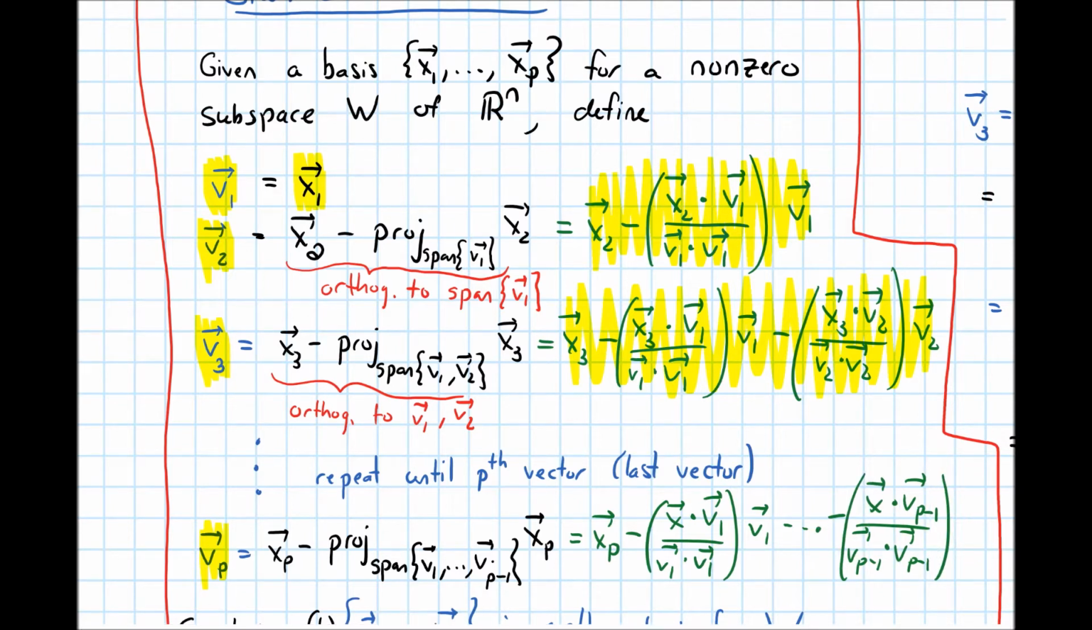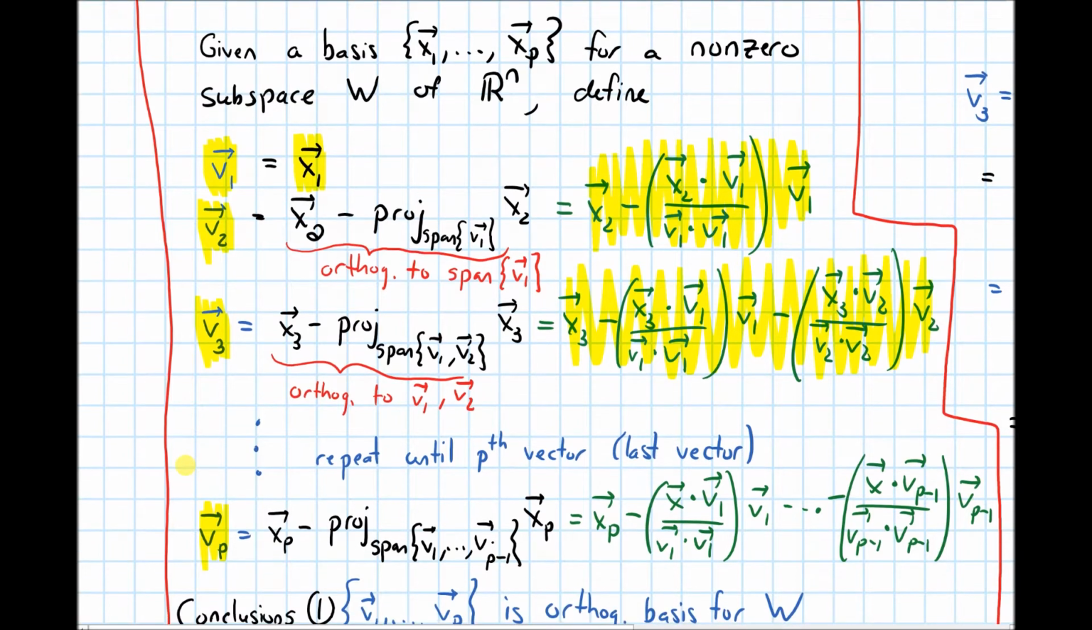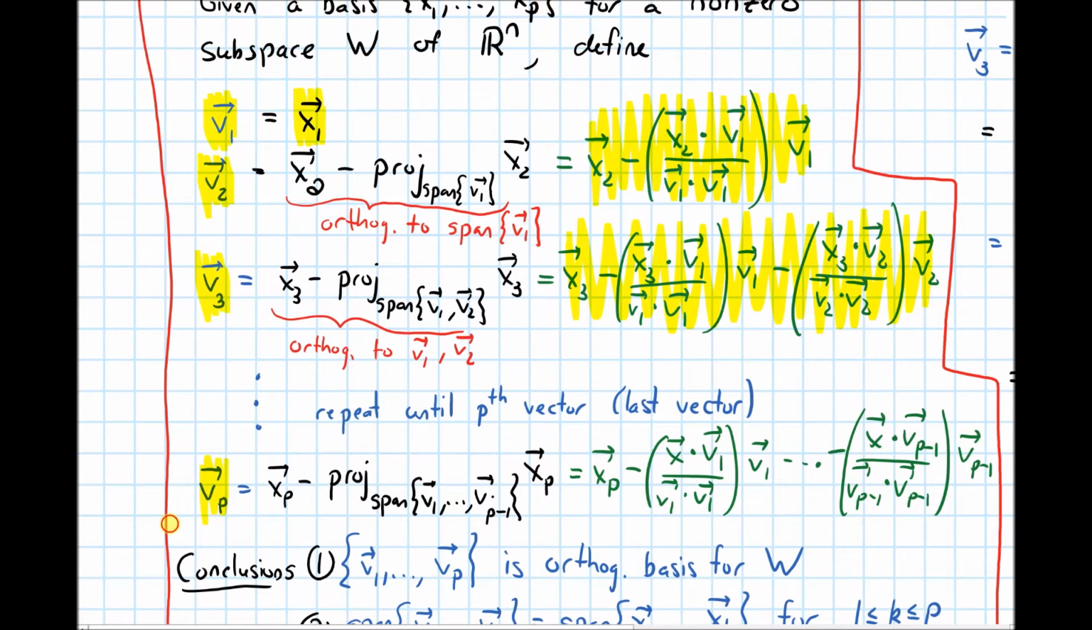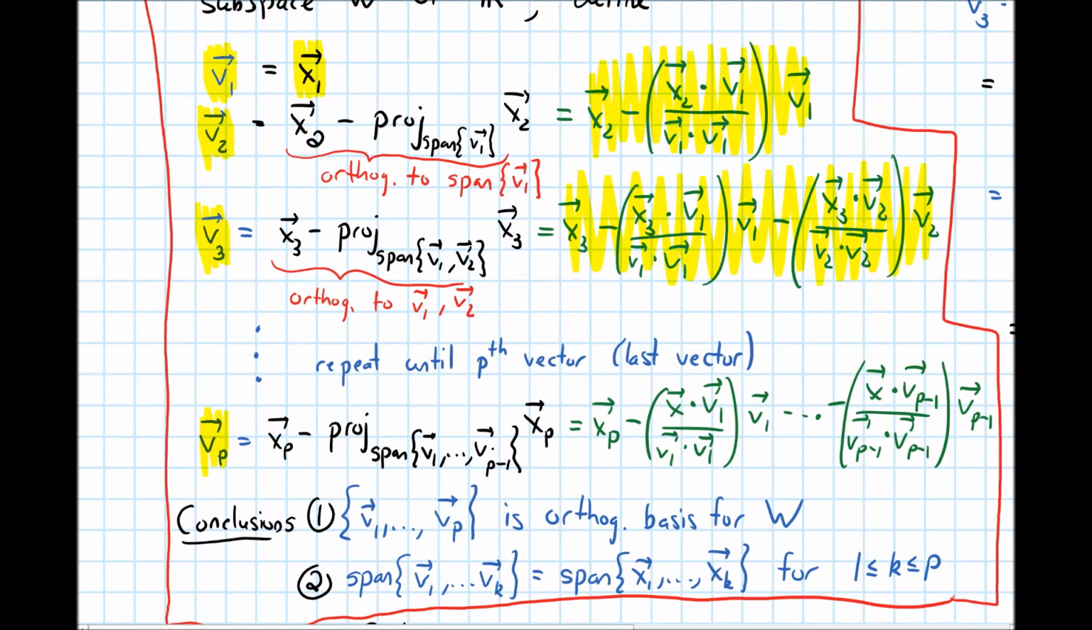So let's just scooch that over a little bit to give us some room. Times vp minus 1. All right. So the key conclusions of this are, it'll turn out these vectors, let's highlight this last one as well, let's highlight what vp ends up being. So it'll turn out that v1 up to vp will now be an orthogonal basis for W. And the other key thing about this is that at any step of this process, the span of the first k v vectors is always going to be the span of the first k x vectors.